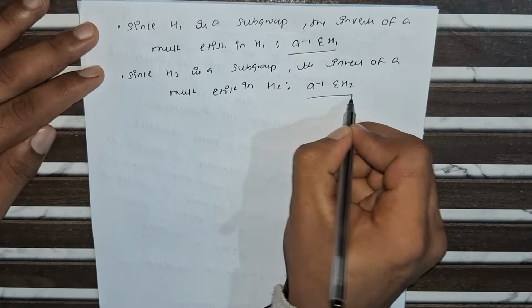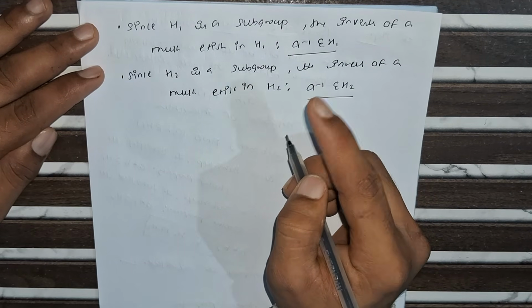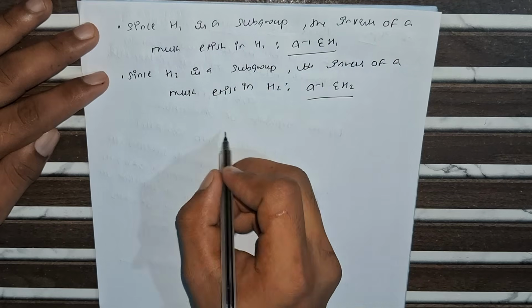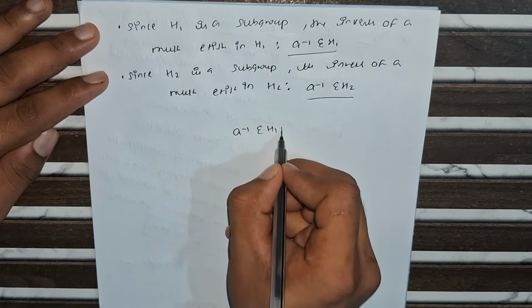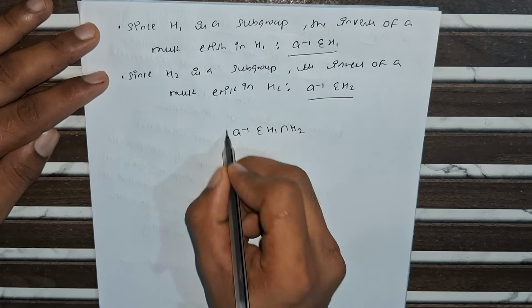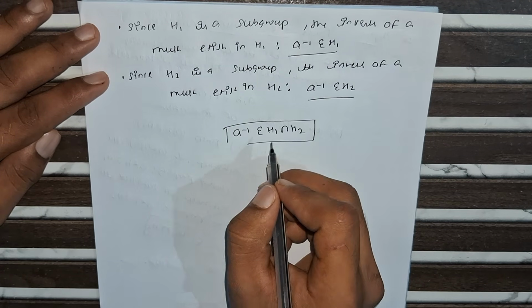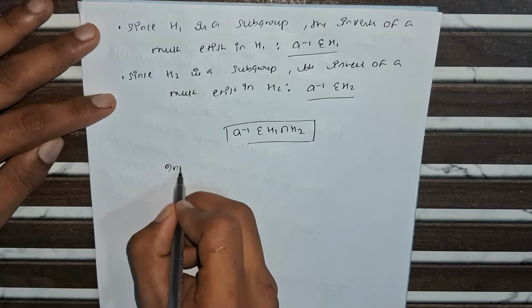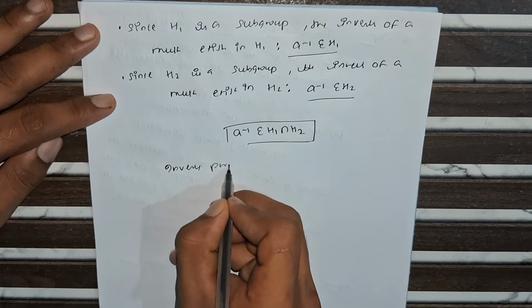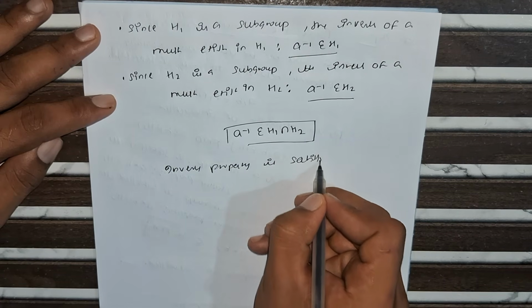Here H1 and H2. So since the element A inverse belongs to both H1 and H2, it must belong to their intersection also. It means A inverse also belongs to H1 intersection H2. This is the definition. So here our inverse property is satisfied.